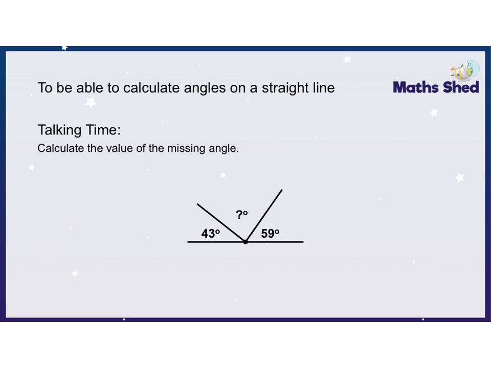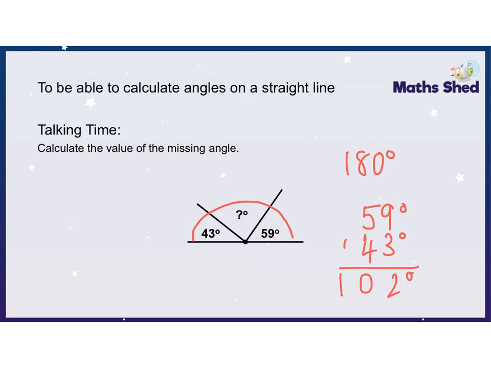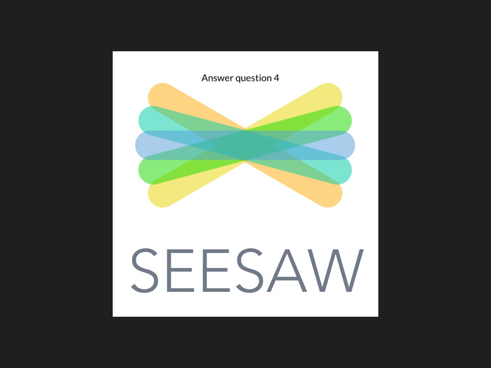Okay, again, the same thing, 3 angles, work out the missing one. We know the total value of all angles on a straight line add up to 180 degrees. This time they've given me one angle is 59 degrees, the other angle is 43 degrees. Add those together and I get 102 degrees. I need to take that away from my 180, and my answer will be 78 degrees. So try and complete question 4 on Seesaw.